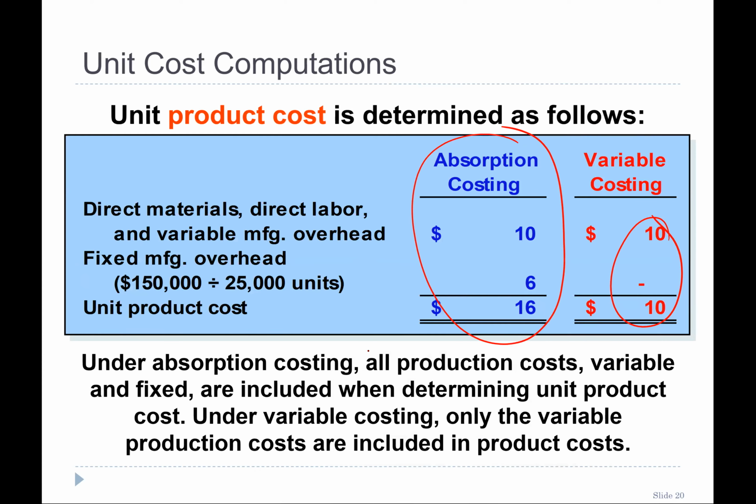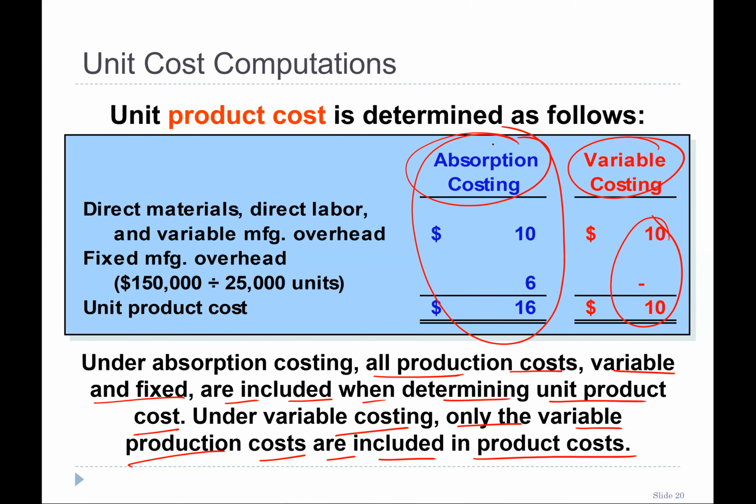So under absorption costing, all production costs, variable and fixed, are included when determining the unit product cost. Under variable costing, only the variable production costs are included in product cost. So the only difference between variable costing and absorption costing is fixed manufacturing overhead, a difference of 6. So this also proves that absorption costing cost is greater than variable costing cost, right? Should we move further?